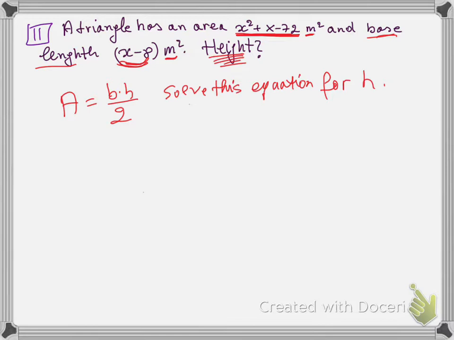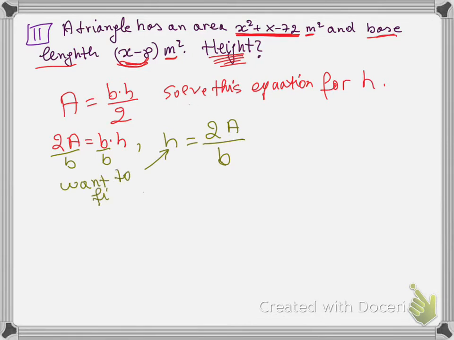Multiply both sides by 2, so we have 2a equals b times h. To get to h, we divide by b. Therefore, h equals 2a over b. H is what we want to find. A is given, and b is given.